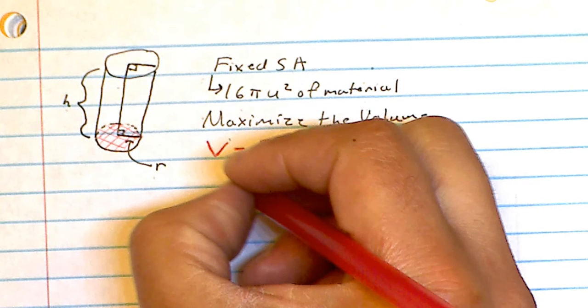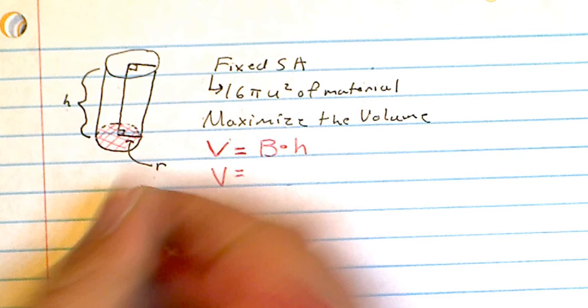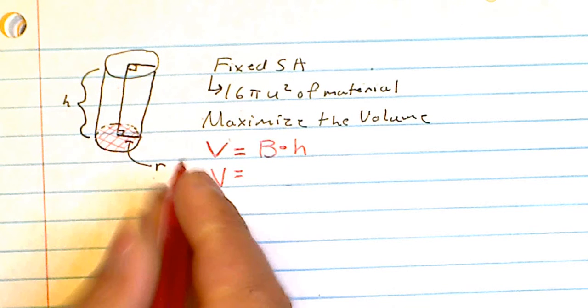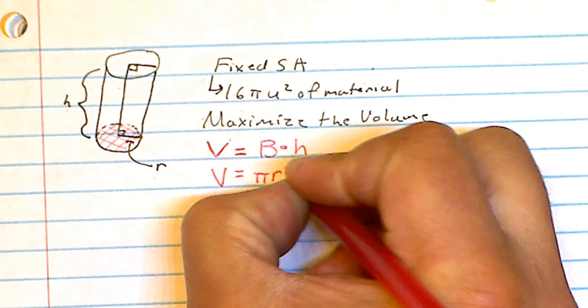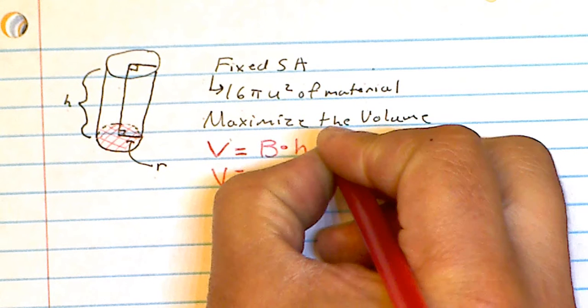But what is the equation of the base? What is the area of this base? Pi r squared times height. There you go. There's your primary equation.